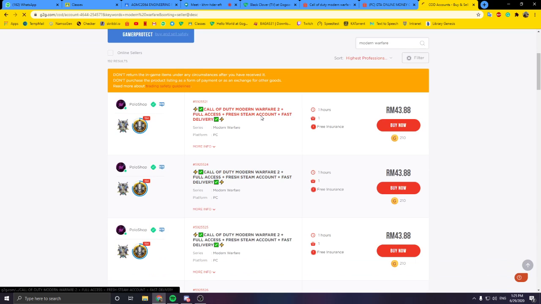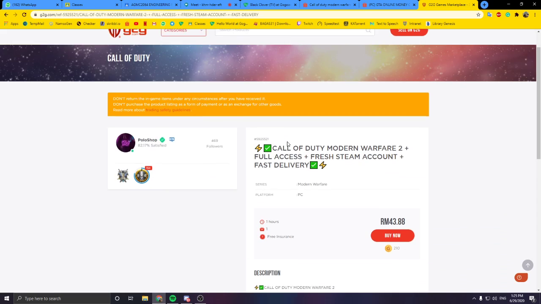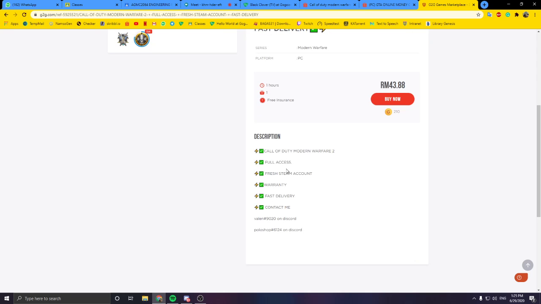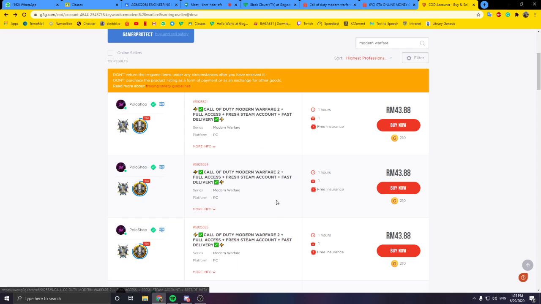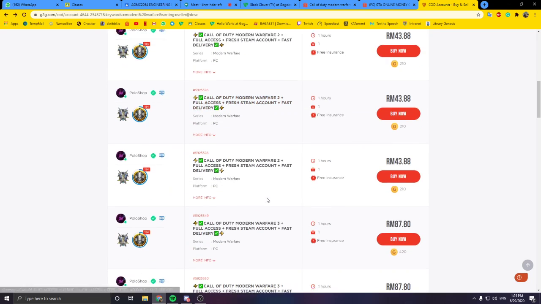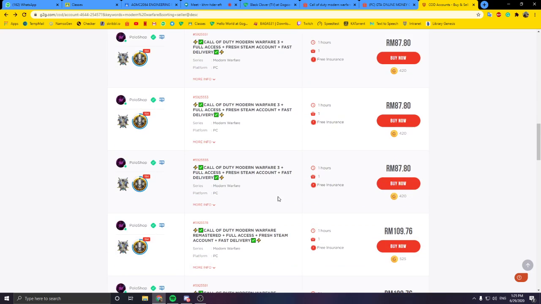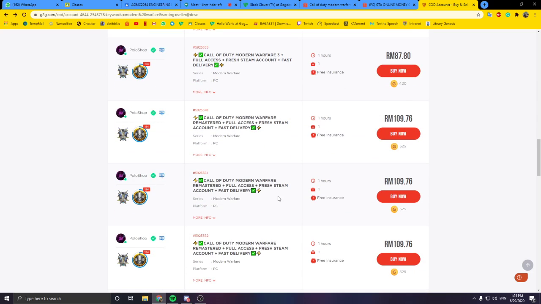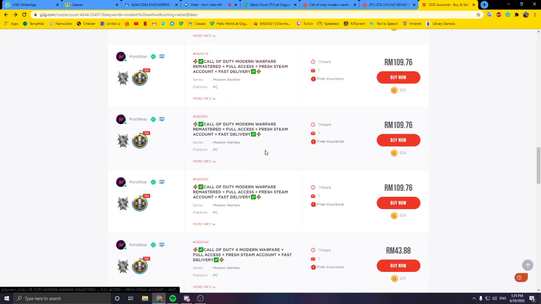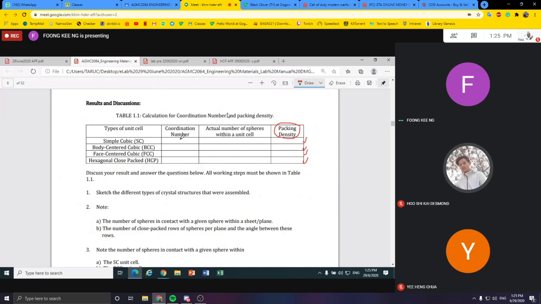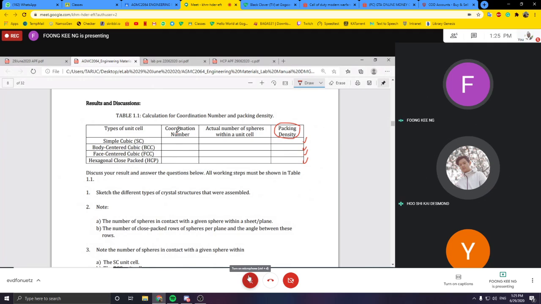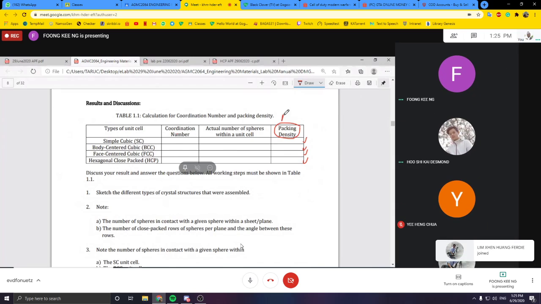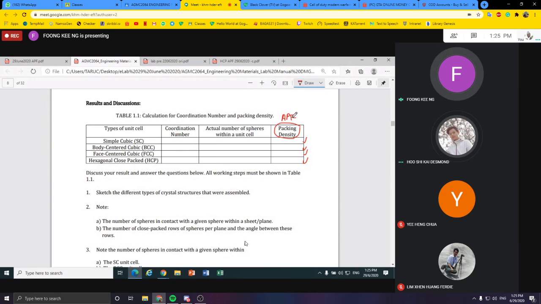All right, so this is what was shown to you earlier on. Last week we have this, right? So simple cubic coordination number. Anyone? Can you recall? Anybody? Can you answer? Guys, anyone? Miss, the packing density is actually the percentage, right? Of space used, yes.